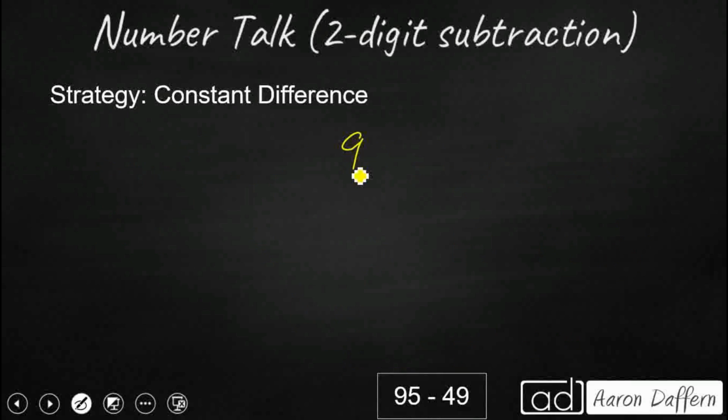Another strategy that we can use is called constant difference. Now this one's kind of fun. It's like compensation. It starts the same way. You look at your subtrahend and you're like, how far do I need to go to get it to my next 10? Well, 49 is really close to 50, so you just add 1 to get up to 50. This is where it gets different. You take that same +1, go ahead and add that to your minuend.